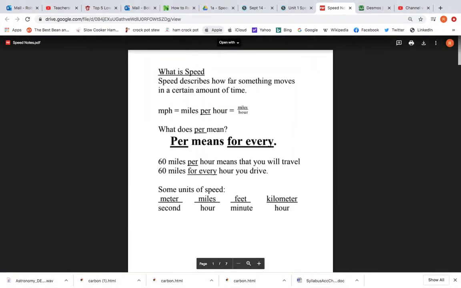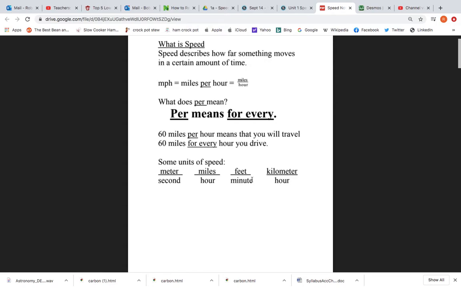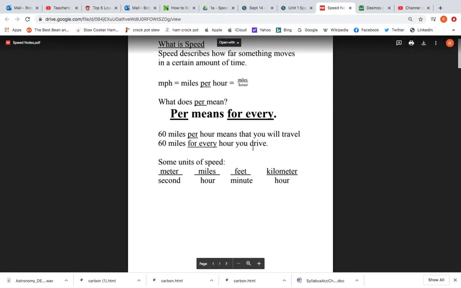All right, we are going to go over your speed, distance, and time notes. Speed is describing how far something moves in a certain amount of time. So miles per hour means that an object travels a certain number of miles for every hour. Per means for every. Okay, 60 miles per hour means that you travel 60 miles for every hour that you travel.